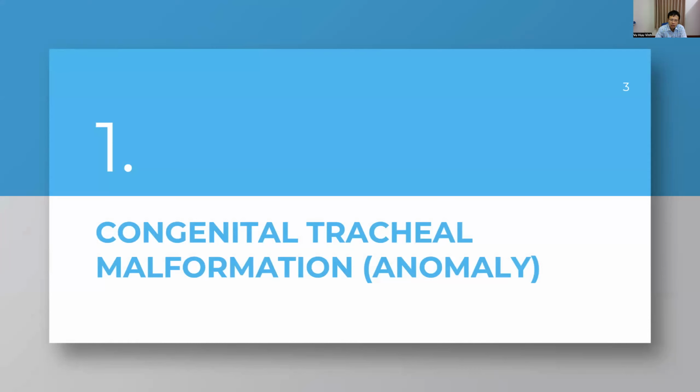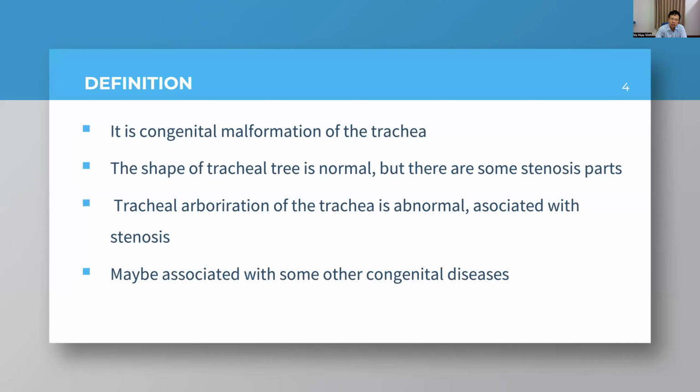First, what is a congenital tracheal malformation or anomaly? By definition, it must be congenital. It means that it happened when the child was born. There are two main kinds of tracheal malformation. The first one is the shape of the tracheal tree is normal, but there are some stenosis parts. The second is the tracheal shape or abrasion of the trachea is abnormal, associated with stenosis. And it may be associated with some other congenital diseases, mostly the lung and the heart.